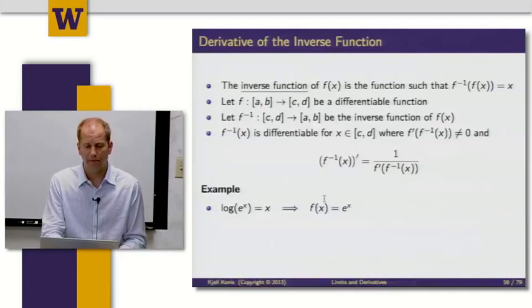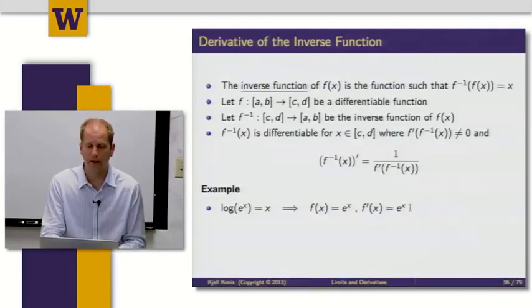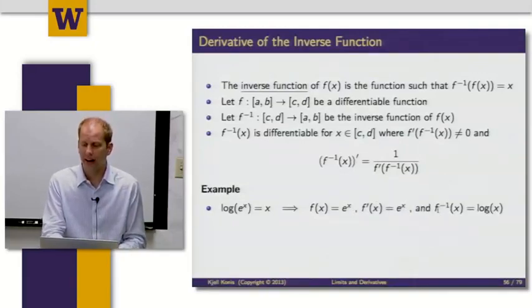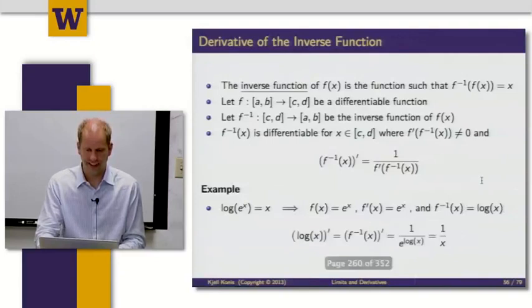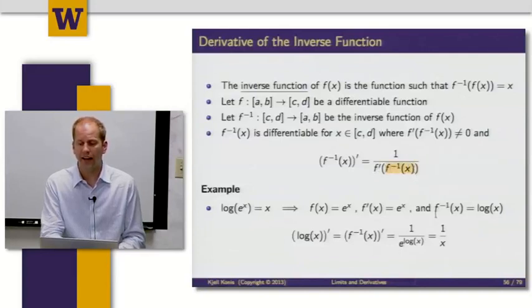So I'm going to say my function f is e to the x. f prime of x: e to the x is this special function that's its own derivative, so f prime is just e to the x. And then f inverse is going to be the log function. If I look at the derivative of log of x, it tells me that I should just take 1 divided by f prime, that's e to the x, evaluated at f inverse. So f inverse is log x, so it's e to the log x.